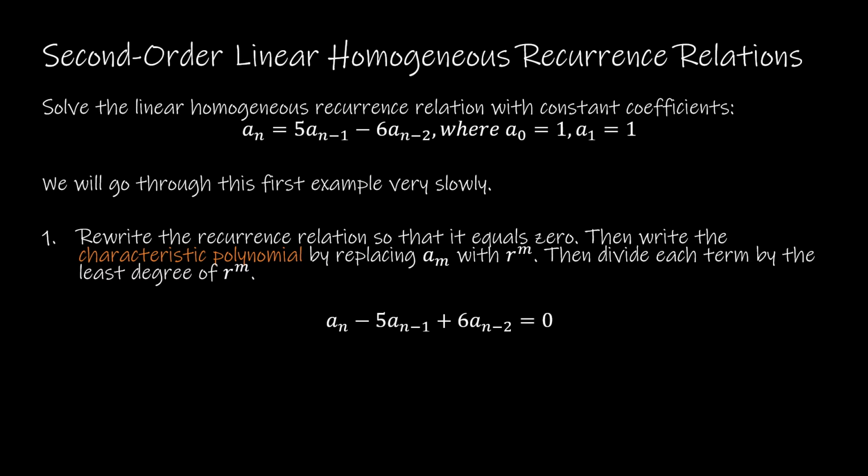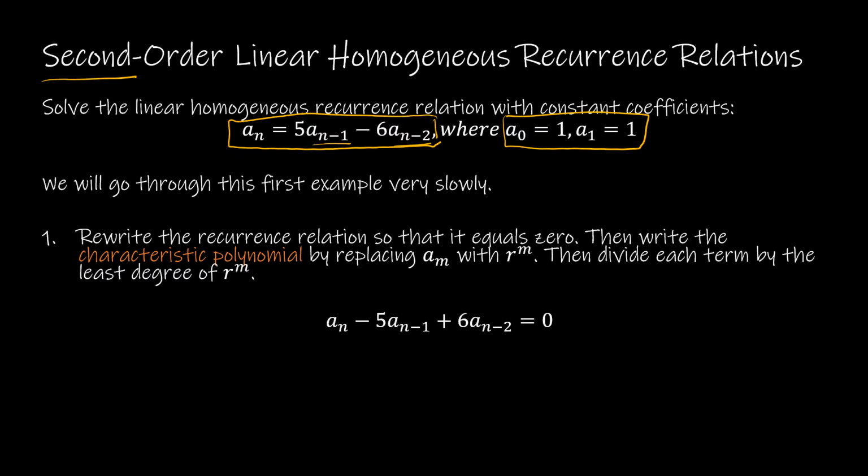For our first example, we're going to solve the recurrence relation a sub n is equal to 5 a sub n minus 1 minus 6 a sub n minus 2. Notice this is second order because there are two values needed in order to find the next value, and therefore there are two initial values as well. That's how we know it's second order.